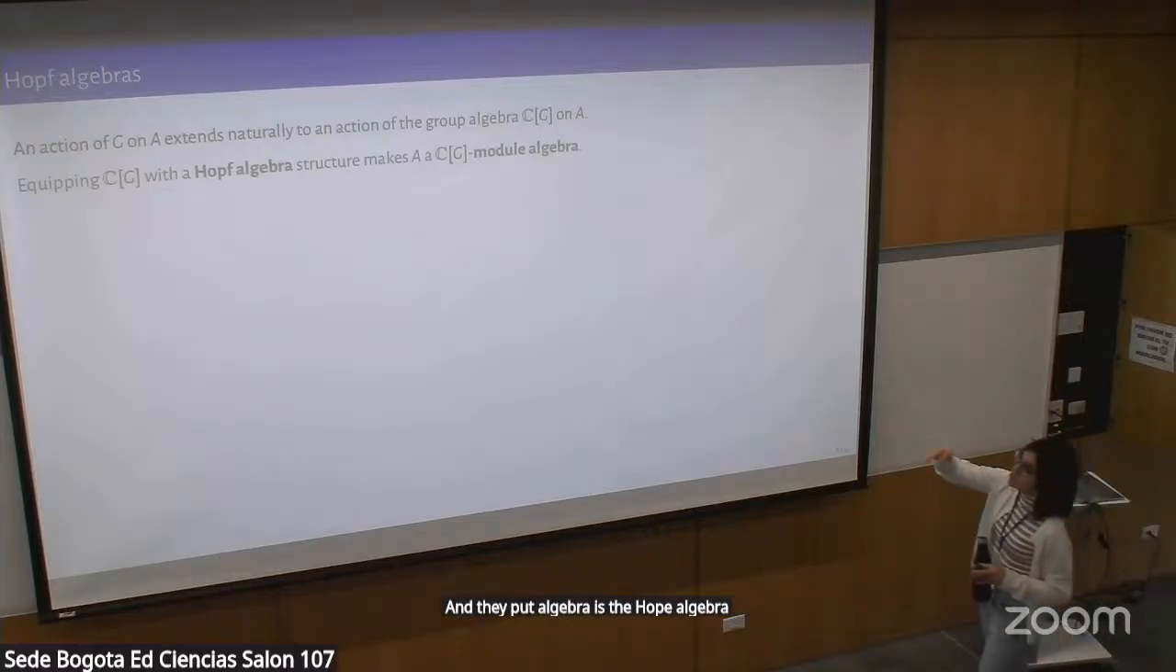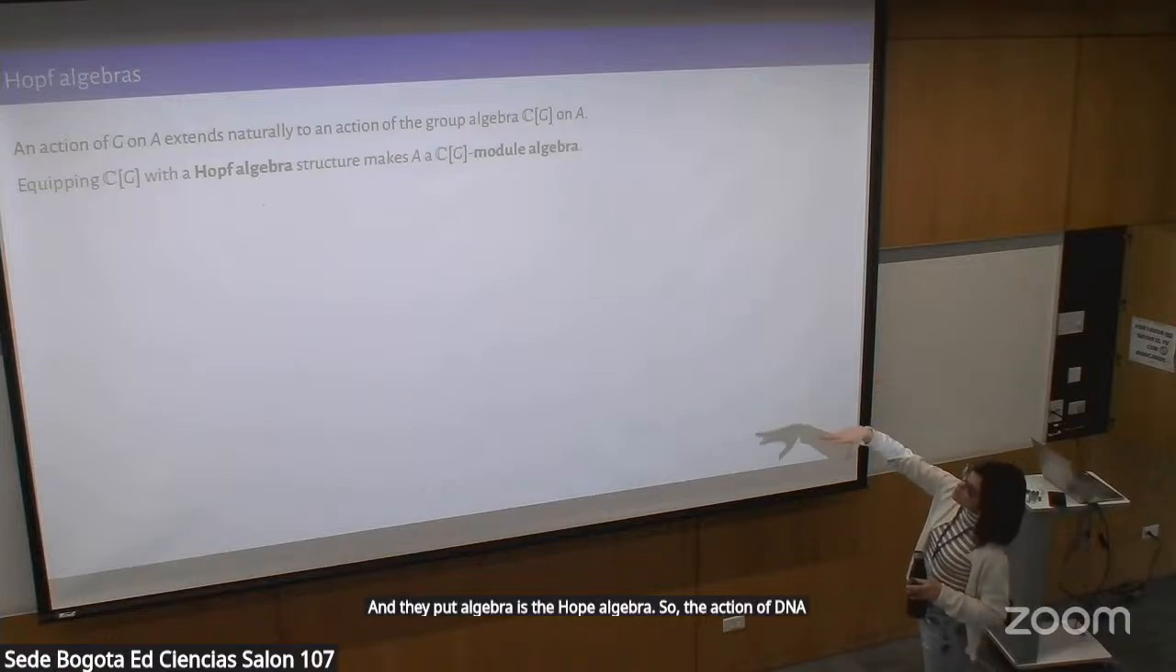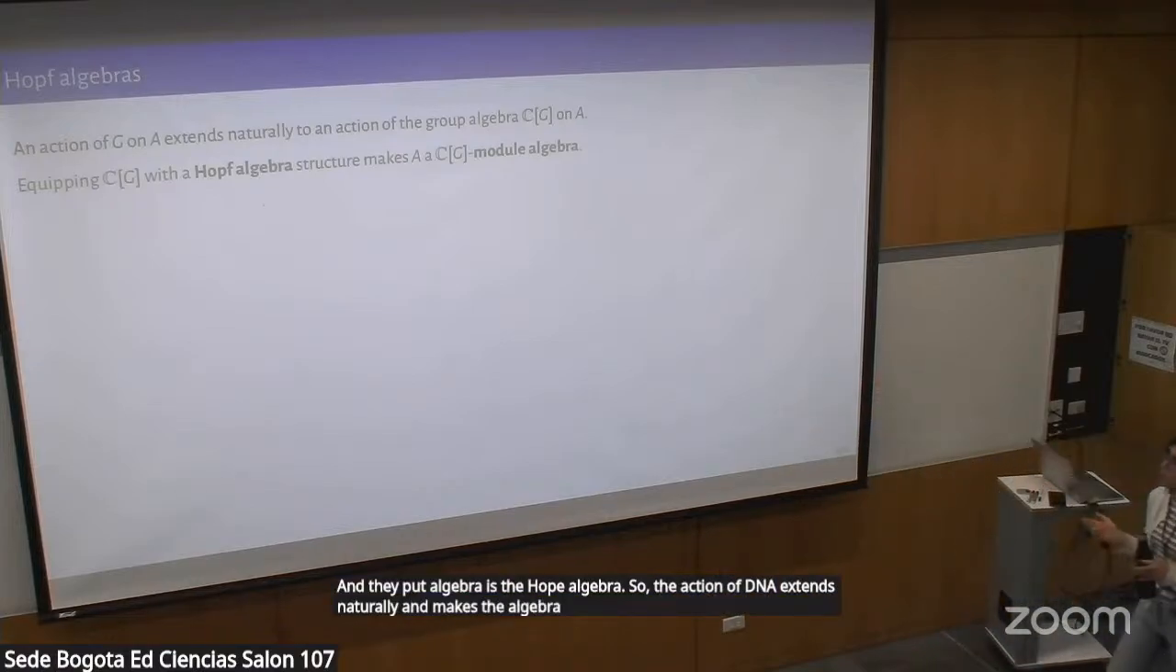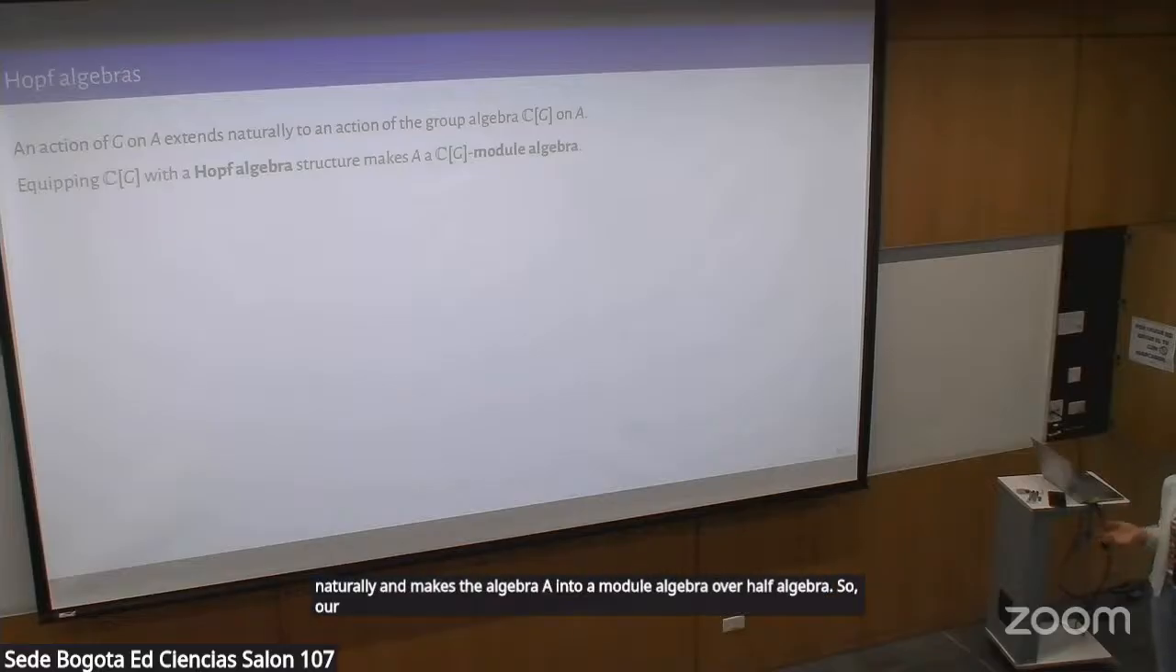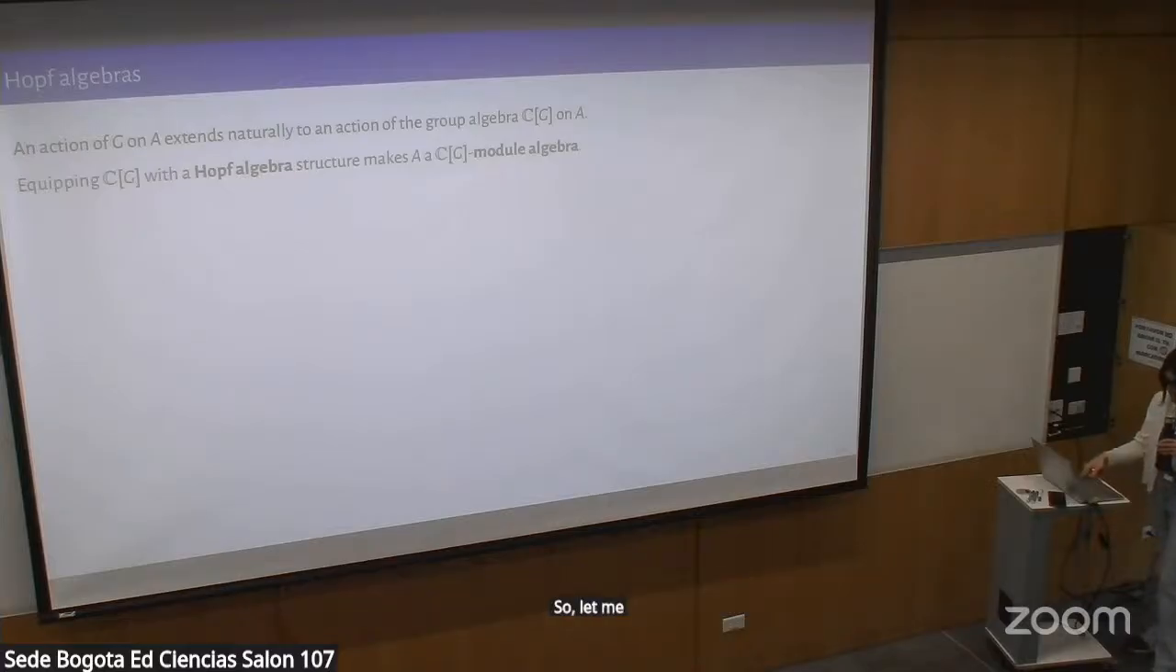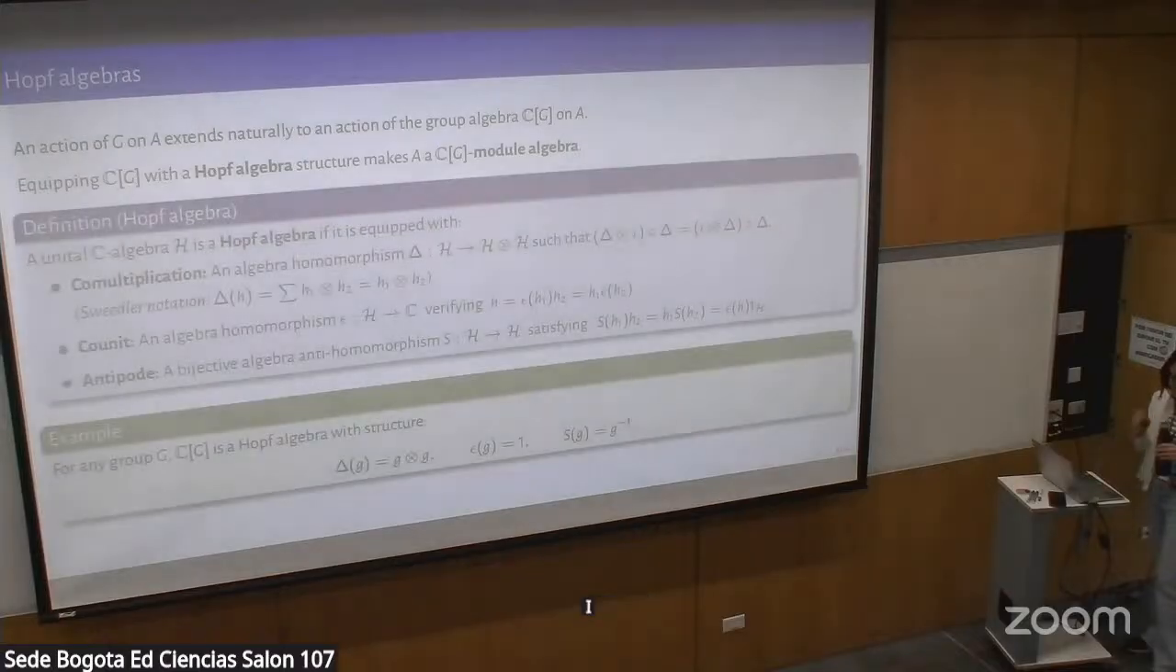So the action of G on A extends naturally and makes the algebra A into a module algebra over a Hopf algebra. So our first attempt was to think about, well, can we extend this construction to Hopf algebras? So let me recall what a Hopf algebra is.